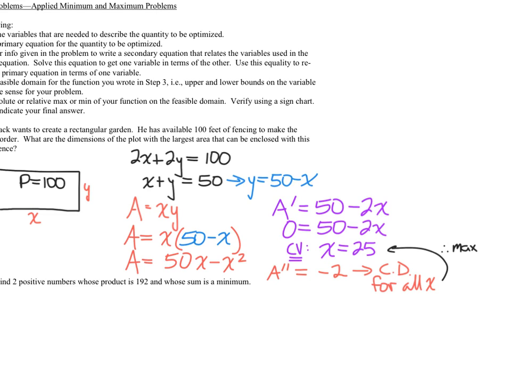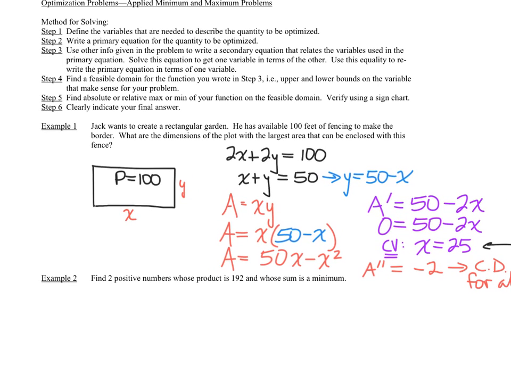So we have the x value of 25. If you go back to the relation where x plus y equals 50, we now know that the y value also has to be 25. So our final answer would be the dimensions. So I'll just say answer: 25 feet by 25 feet.